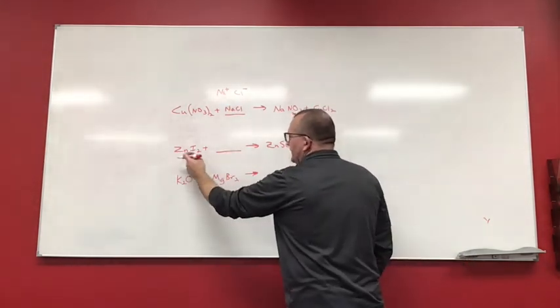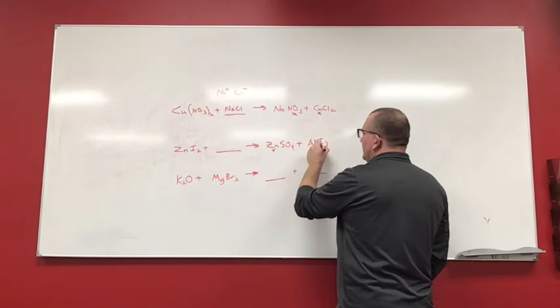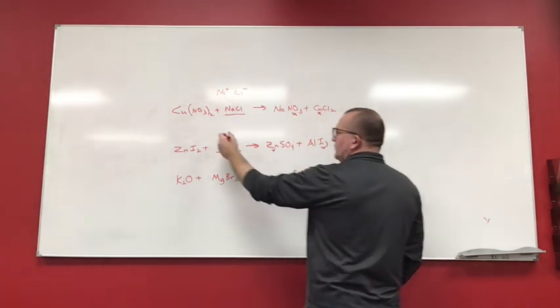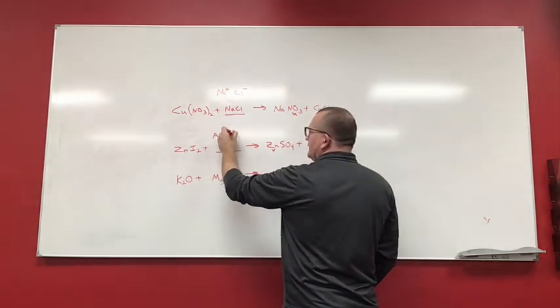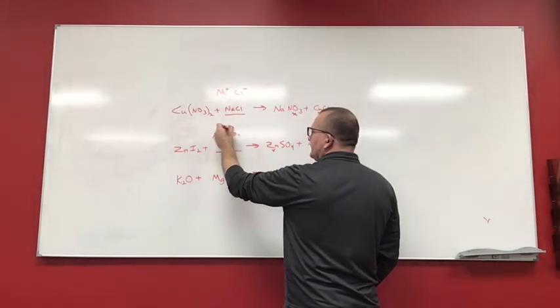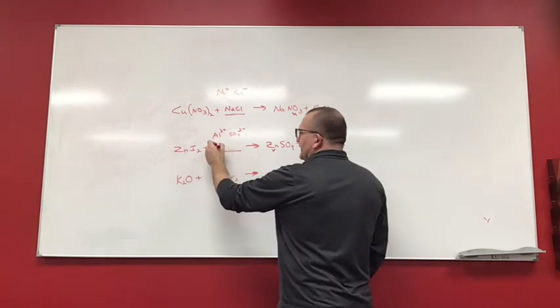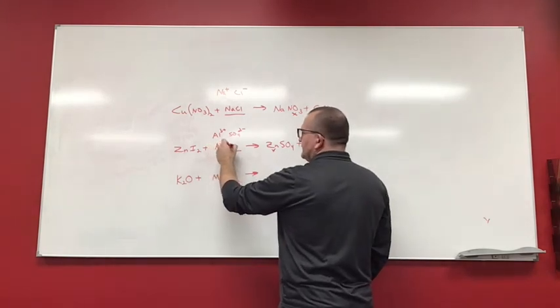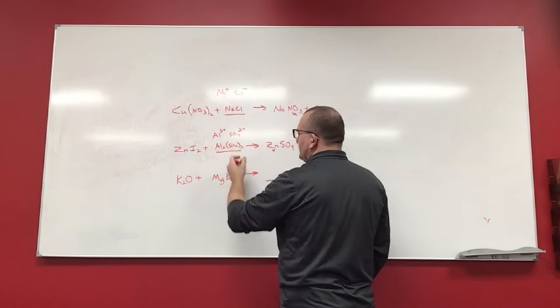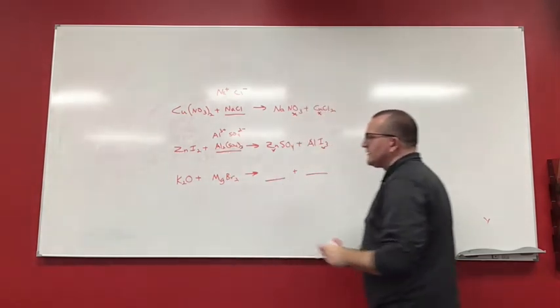Okay, I've got Zn and I. So Zn and I leaves me with Al and SO4. Al and SO4. Al is positive 3. Sulfate's negative 2. I balance my charges. Al2(SO4)3. That's a 3.